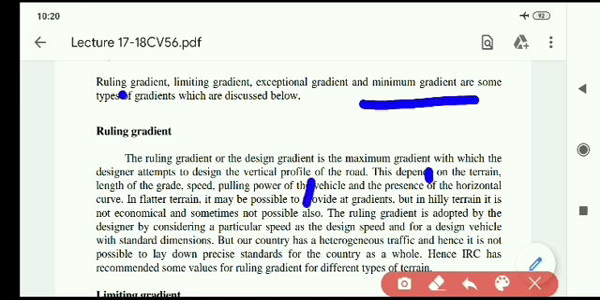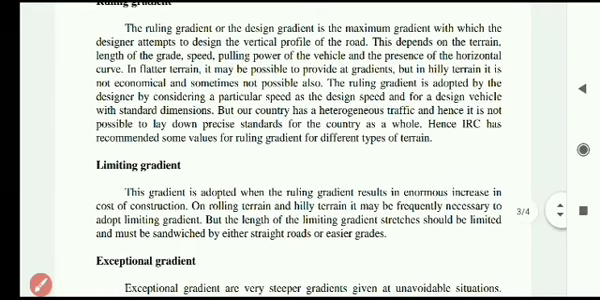This is known as rolling gradients. It rules the maximum speed possible across the rolling gradients, meaning the ground profile is almost flatter. Okay, next comes limiting gradient.